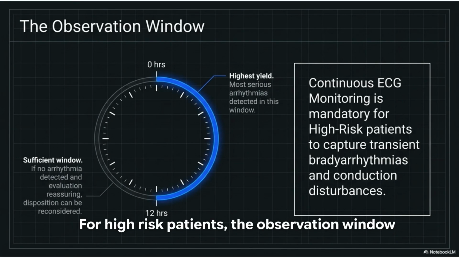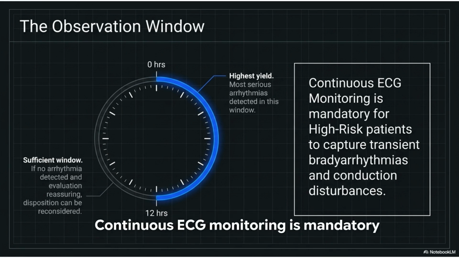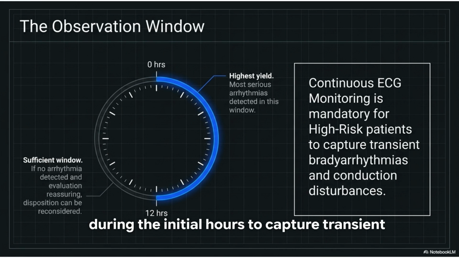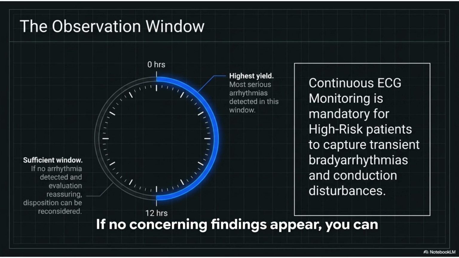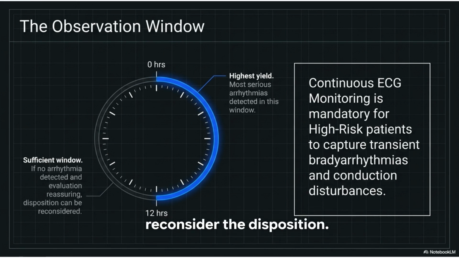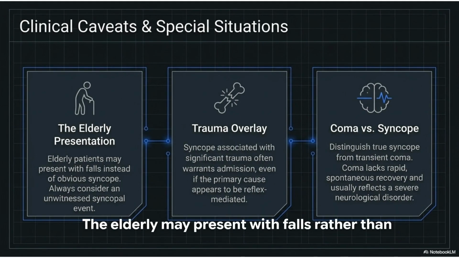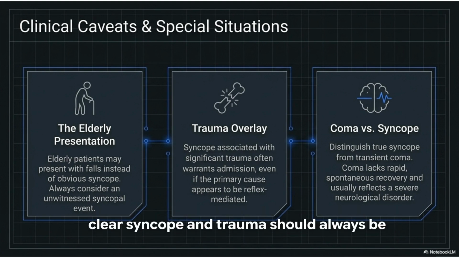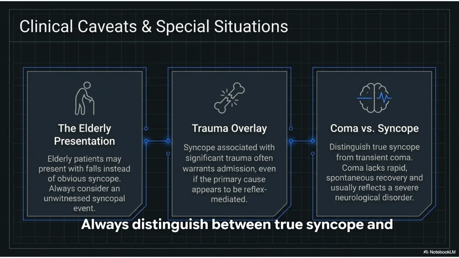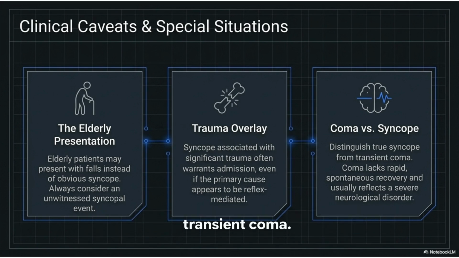For high-risk patients, the observation window is critical. Continuous ECG monitoring is mandatory during the initial hours to capture transient arrhythmias. If no concerning findings appear, you can reconsider the disposition. Finally, be mindful of clinical caveats. The elderly may present with falls rather than clear syncope, and trauma should always be evaluated alongside the syncopal event. Always distinguish between true syncope and transient coma.